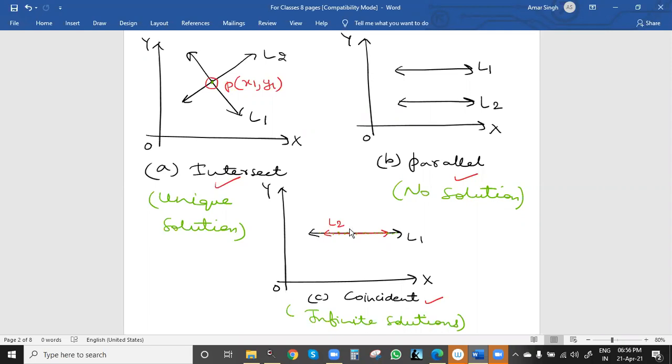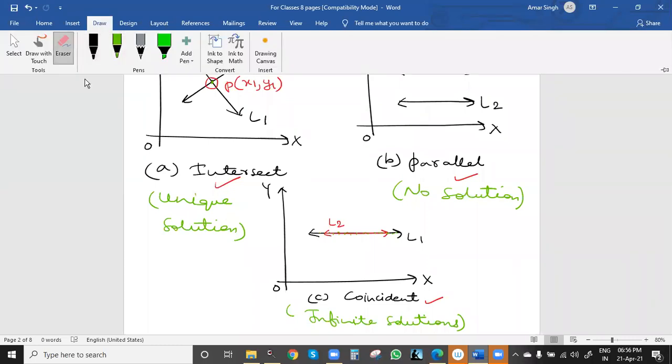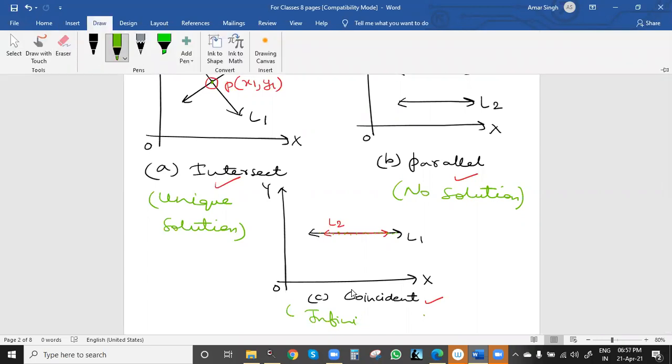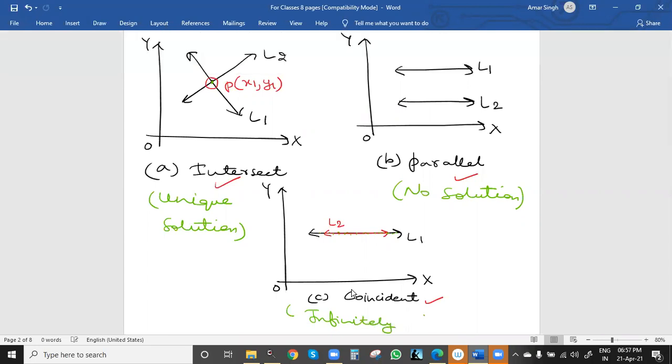So we have three cases: unique solution, that is one solution, then no solution for parallel lines, and infinitely many solutions. Unique solution, no solution, infinite solutions, correct. In the book they have properly written infinitely many solutions, so we can write that also, not an issue. So let me write infinitely many solutions. Same thing, means many solutions because lines are coinciding.